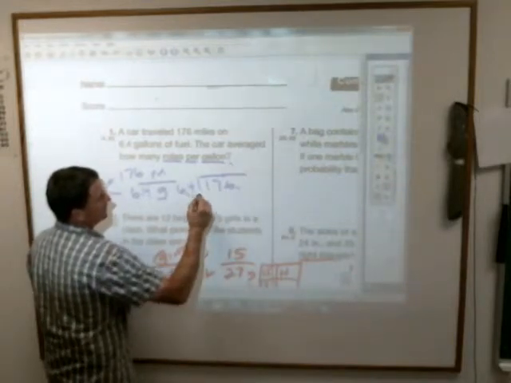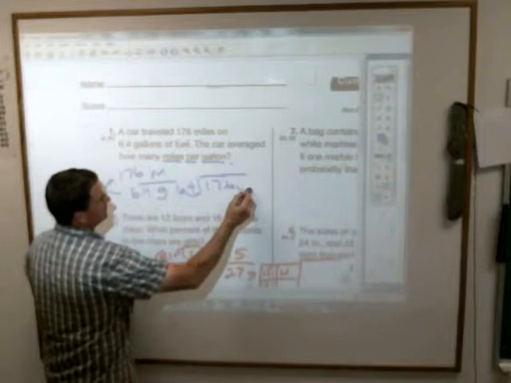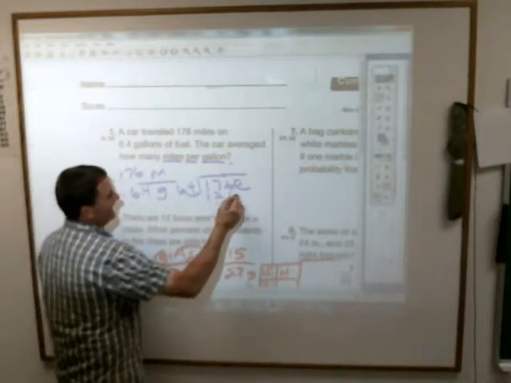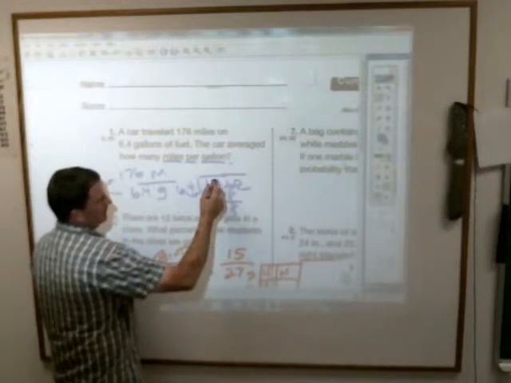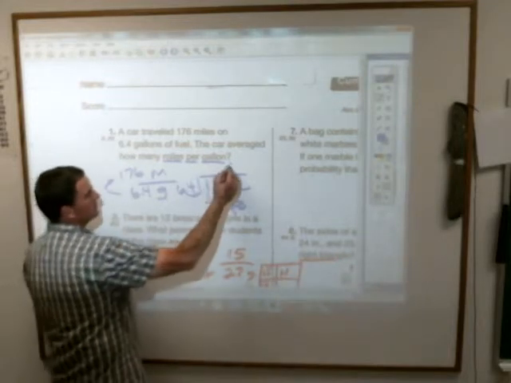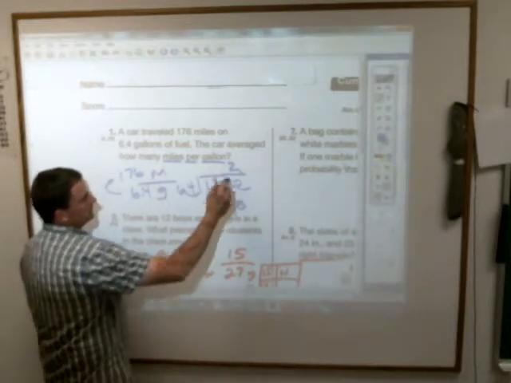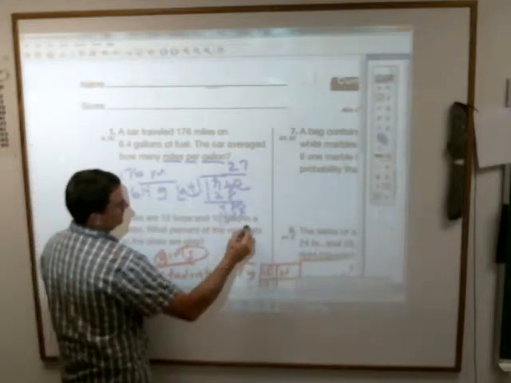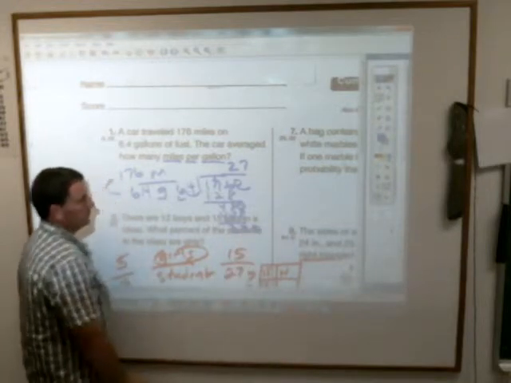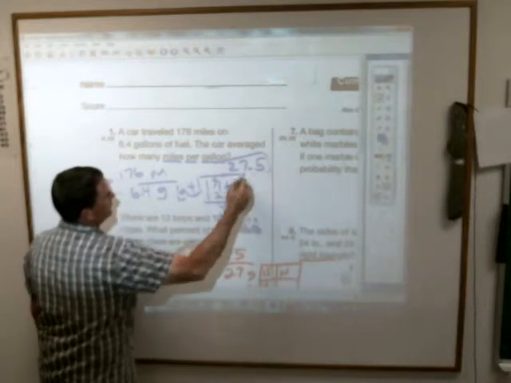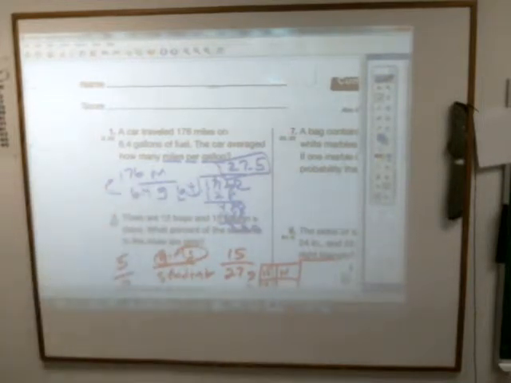2, move it over 0. Move it over 0. 64 goes into 176 twice, that's 128. 480. 64 goes into 480. How many times? 7. 28, carry the 2, 42, 44. 64 goes into 320 5 times. 27.5 miles per gallon. How nicely that worked out.